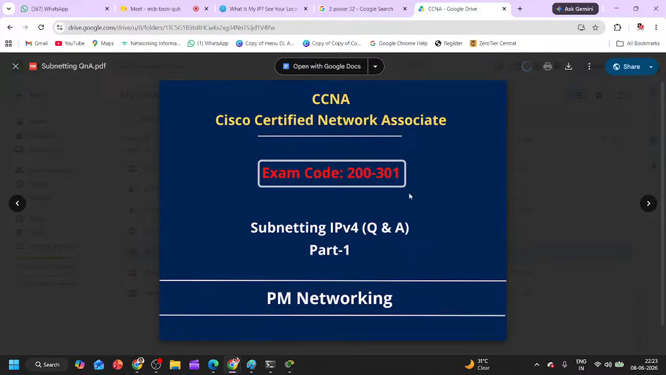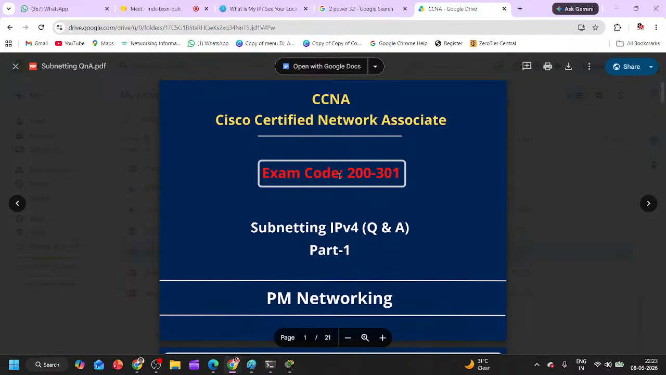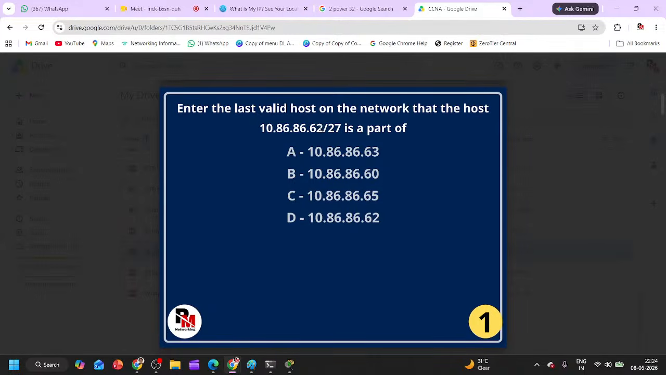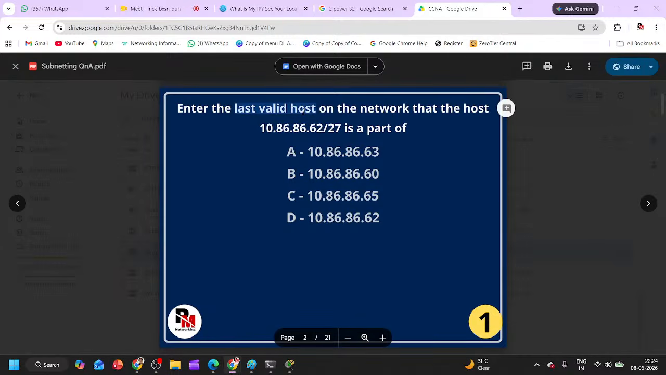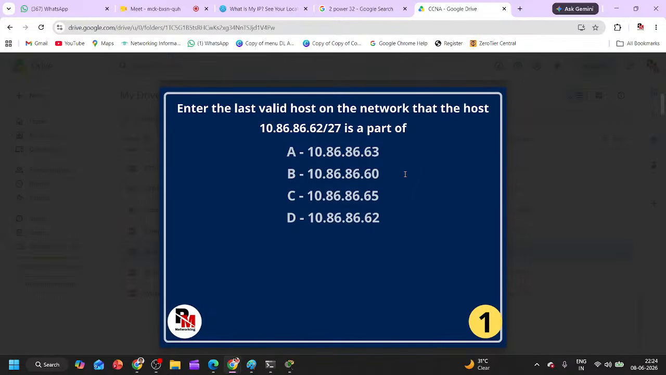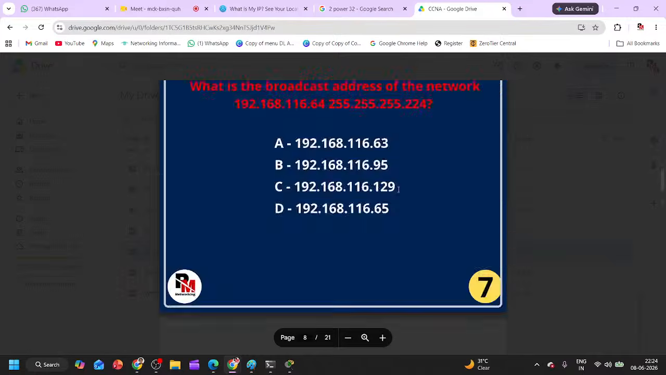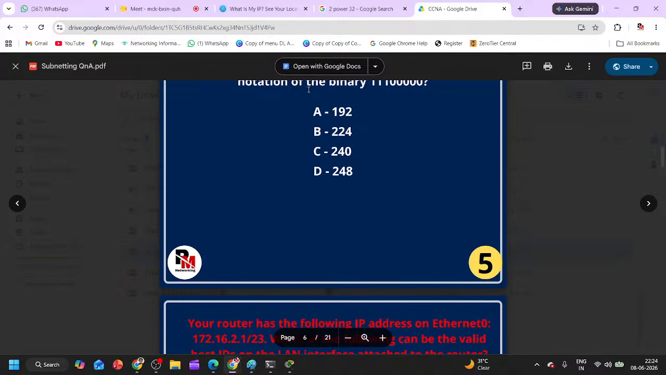If you open it, here you can see some questions. Like the very first question is this one: enter the last valid host on the network that the host is part of. First of all, tell me, is this IP address a valid IP? If yes, then tell me the network ID of this IP, the subnet ID. After that, tell me the last valid IP address, not broadcast, and then you need to mark one answer. Easy. Similarly, second question, third question, so around 20 questions are there. You can try to solve it.